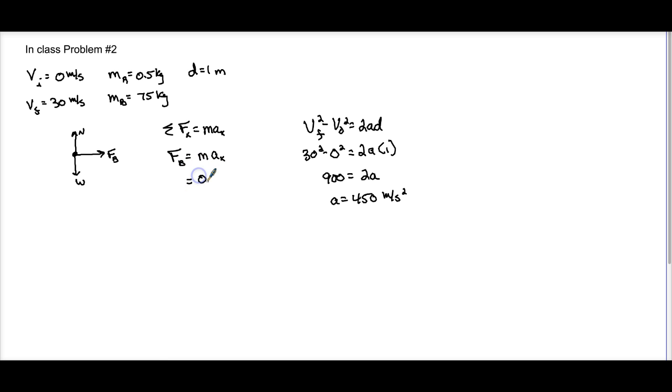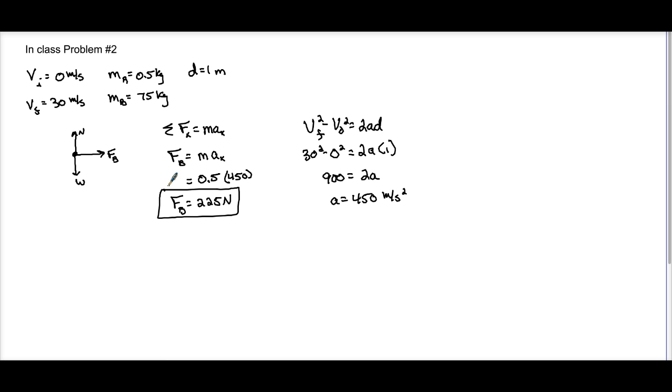Plopping that into what we know, the mass of the rock is 0.5, and it's going to accelerate at 450 meters per second squared. So Bob is applying a force of 225 newtons on the rock. A pretty good amount of force to get it to move. Part B now asks us to find Bob's recoil speed. How fast is he going to move in the opposite direction because of the force that he applied on the rock? By Newton's third law, the rock is going to apply a force back onto him.